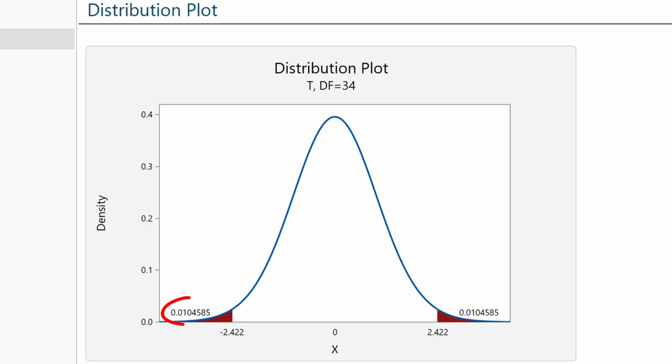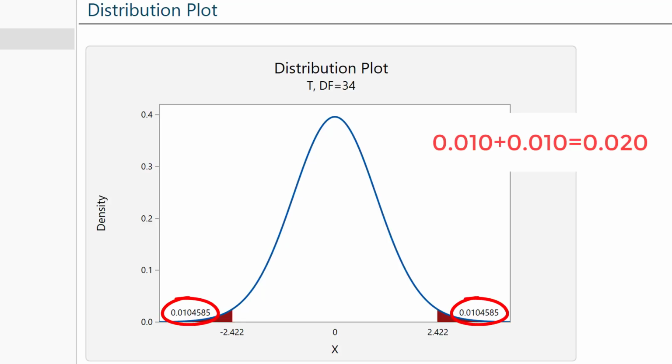Our p-value is the area in the two tails combined. 0.010 plus 0.010 gives us a p-value of 0.020.